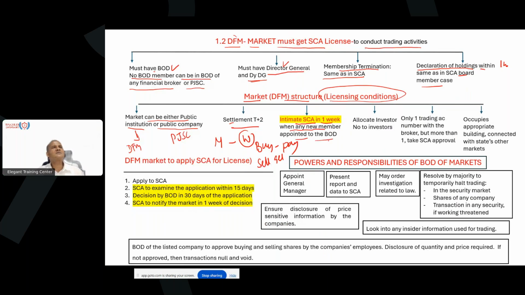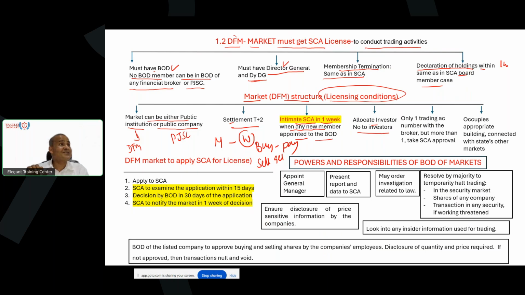Intimate SCA within 1 week when any member is appointed to the board. Means what? If the market has any changes, any appointment to the board of the market must be intimated to SCA within 1 week. Clear?